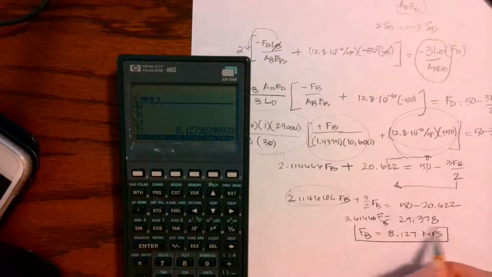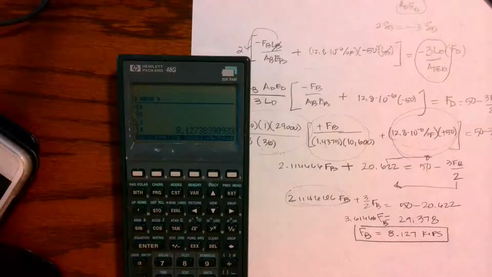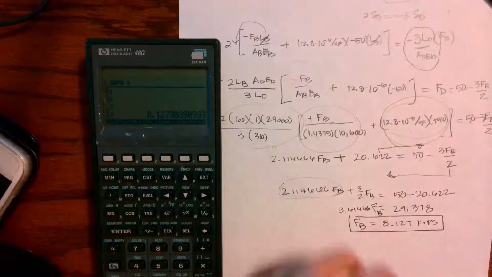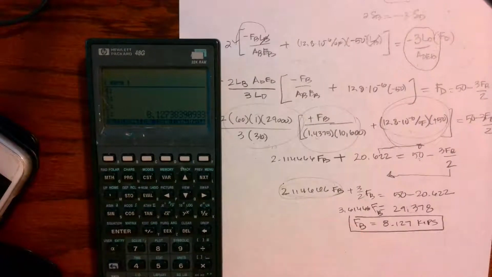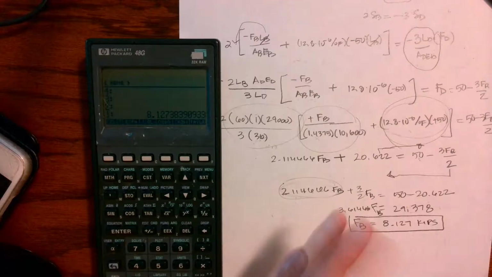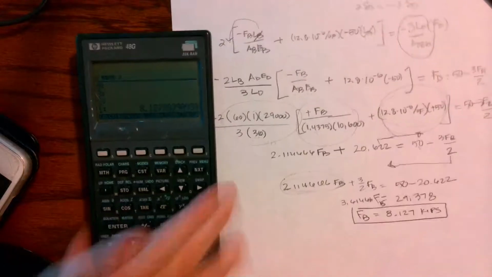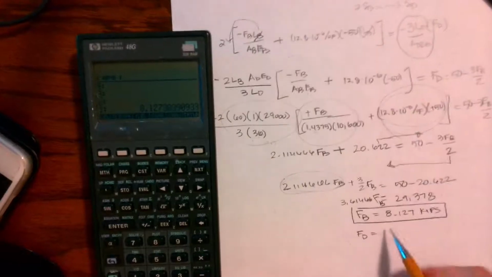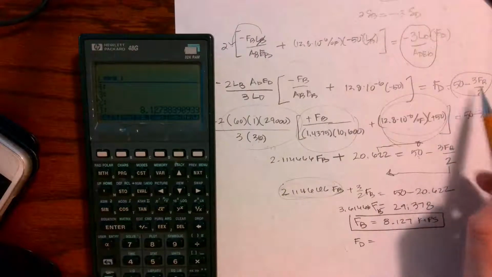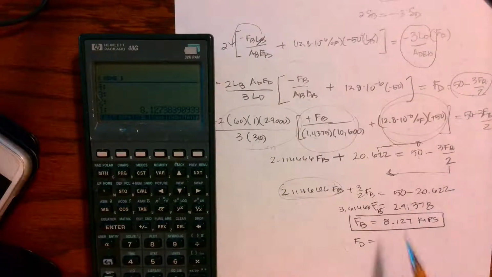So I do have a tension member, just like I do have it's positive, which means it's going down in the direction I said, which means it is a compression member. Okay, I got a positive value. I assumed it to be in compression. And now I can go back and find FD. And remember, it is 50 minus 1.5 times FB.